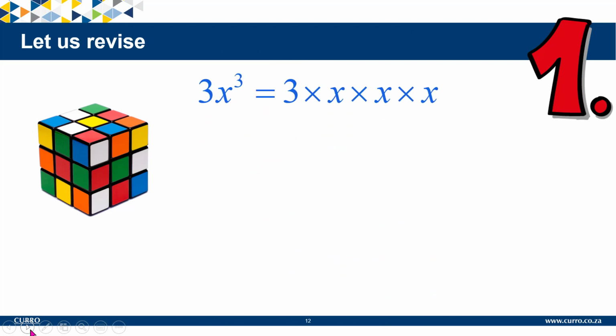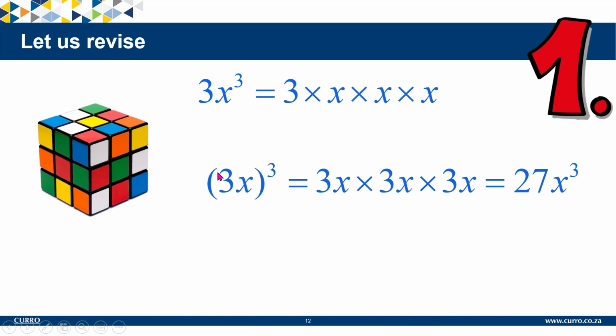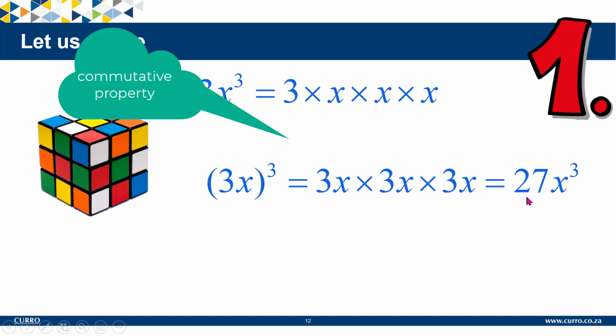Example number 1. 3x cubed means 3 times x times x times x. Note, it's just the x that is being cubed, not the 3. The 3's exponent will be 1. What if 3x is in brackets cubed? Yes, then the 3 is also being cubed. 3x times 3x times 3x.